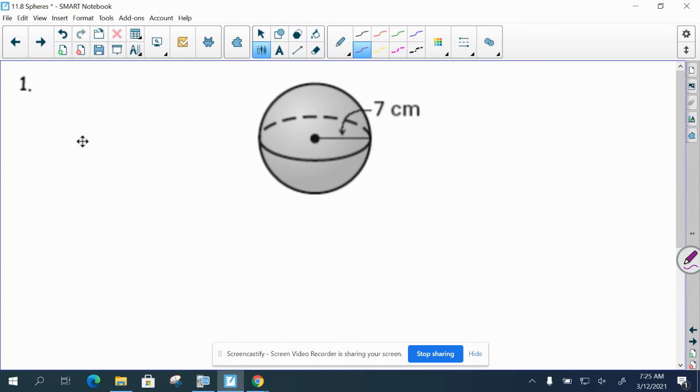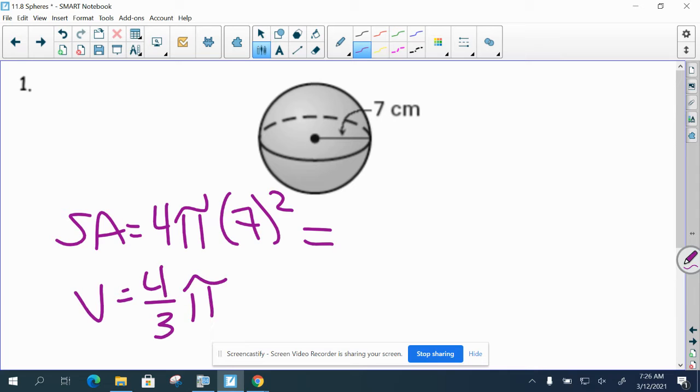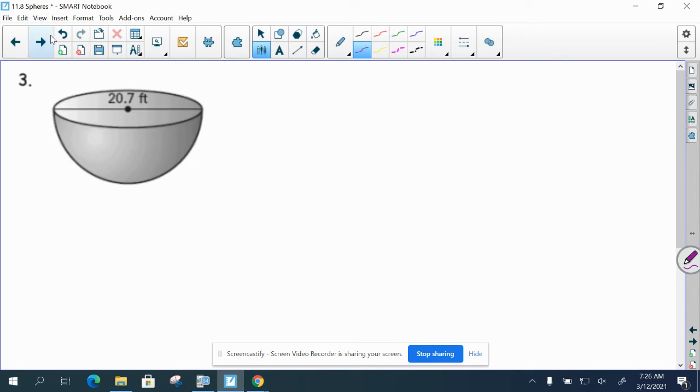All right, so example, and I'm not even going to plug it in. You can plug it into your calculator and get the decimal. So for this one, surface area would be 4 pi times 7 squared. Volume would be 4/3 pi times 7 cubed. Okay, so super easy. This one, same thing, just divide the diameter by 2. This one, okay, so volume, you would just take the regular volume and divide it by 2.